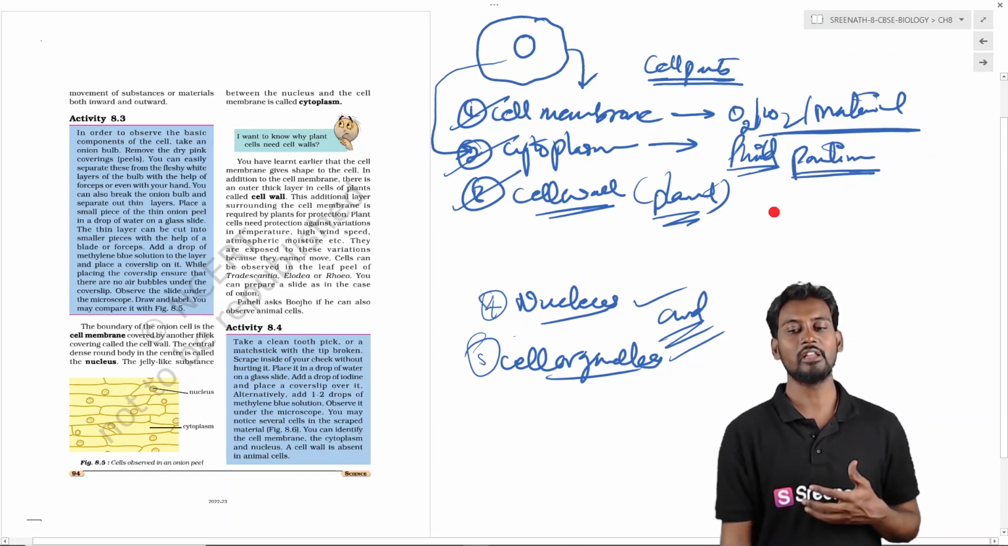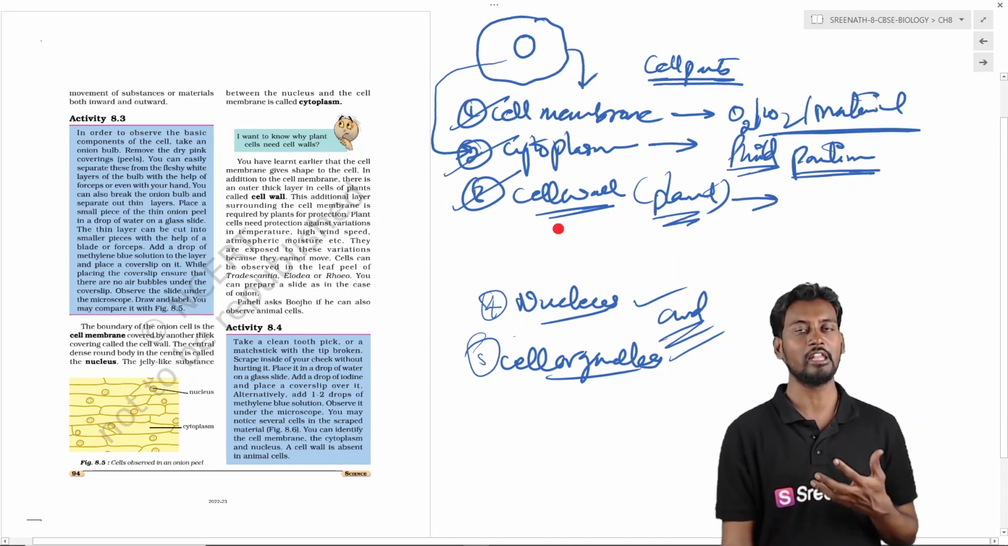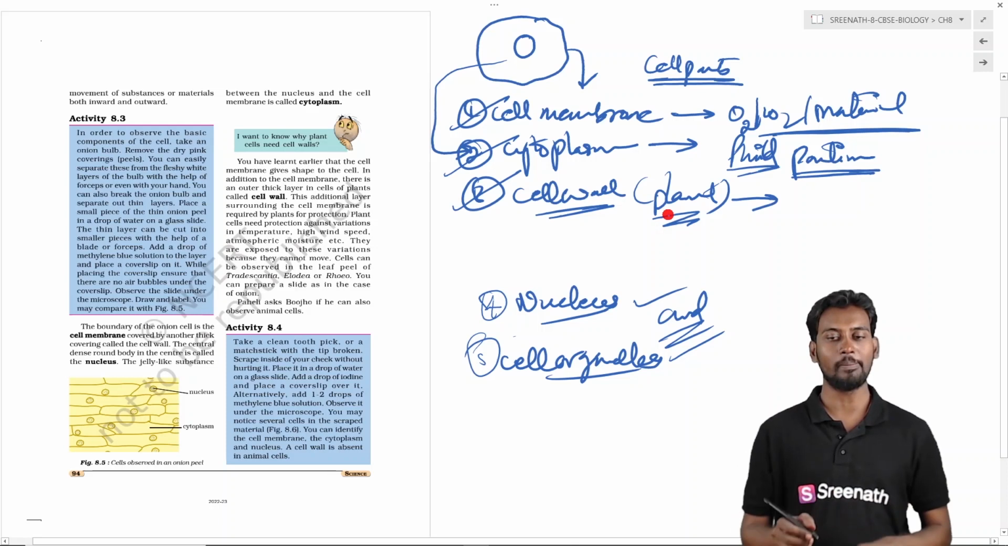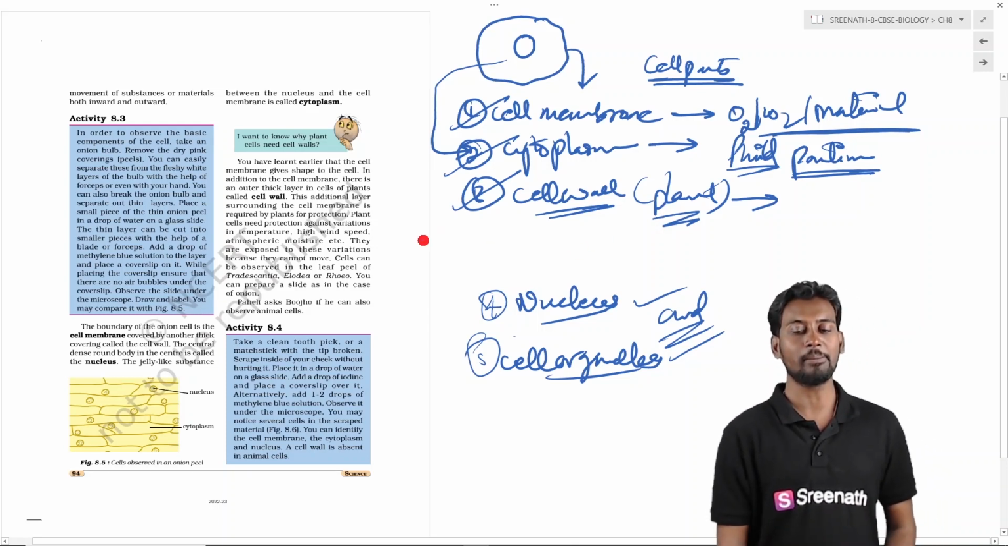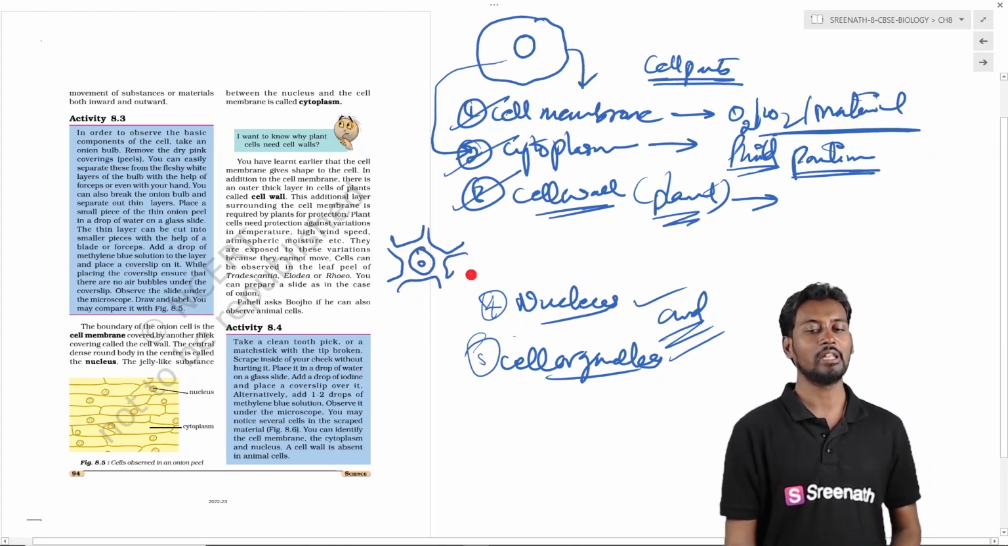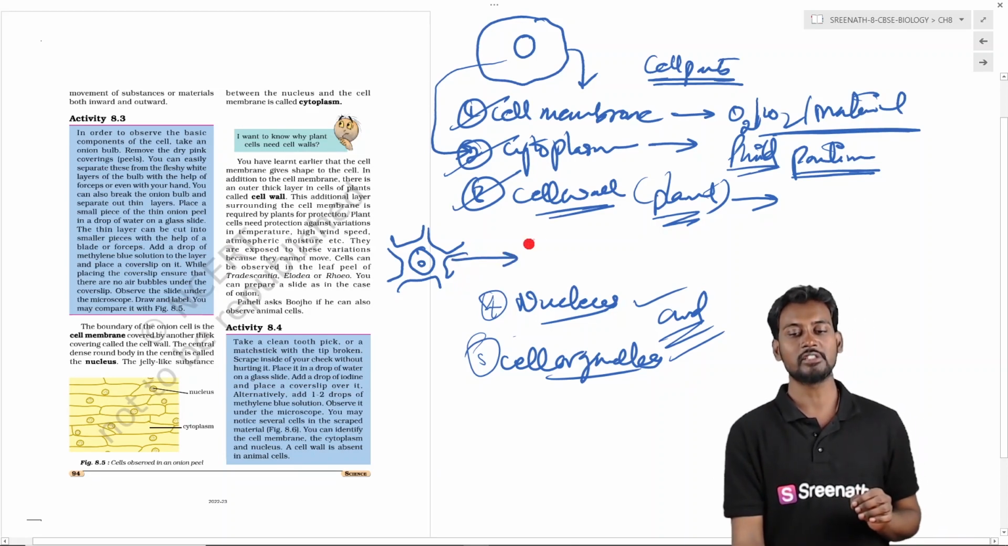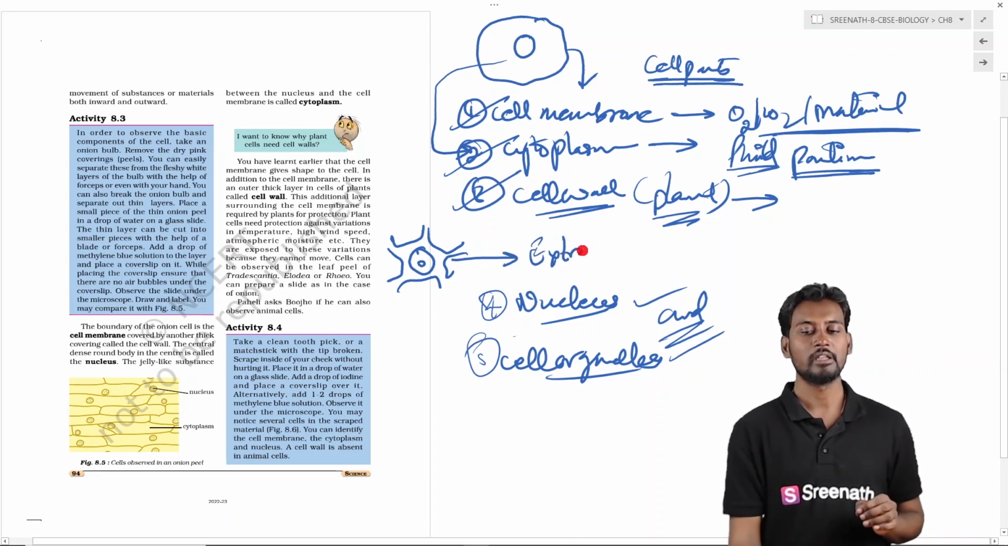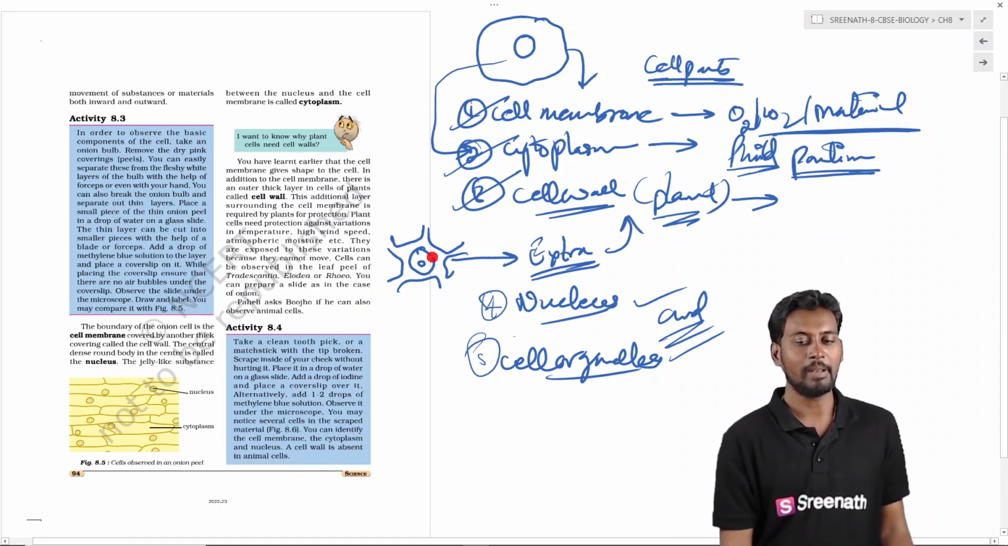And next one is the cell wall. Basically the cell wall is dedicated to the plant. For example, if you look at the appearance of the plant, mostly the plant cells appear in a hexagonal or pentagonal form, where the external extra layer is nothing but the cell wall present within the plant cell.